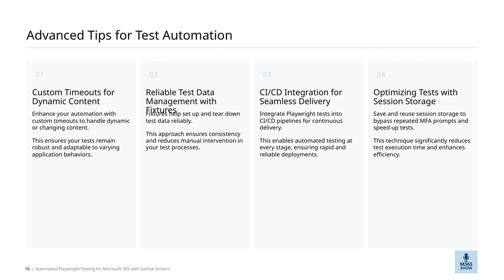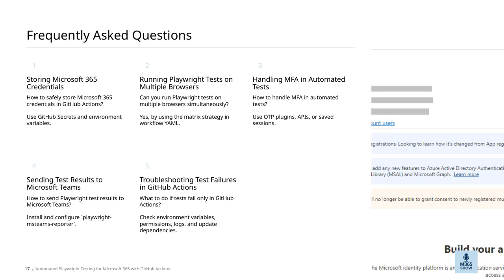and continuous improvement. Now, let's discuss some of the frequently asked questions we encounter when automating Playwright testing for Microsoft 365 with GitHub Actions. First, what should you do if your tests fail only in GitHub Actions and not locally? The key here is to check environment variables, permissions, and logs carefully. Sometimes, dependencies might be outdated or misconfigured, so updating those can resolve the issue. Next, if you want to send your Playwright test results directly to Microsoft Teams, you'll need to install and configure the Playwright Teams reporter.